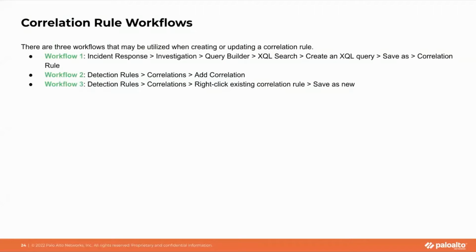There are 3 workflows that a SecOps analyst may use to configure correlation rules. There is no wrong or right way to access your correlation rule configuration, but it's good to know the alternative workflows in order to quickly take action as needed.